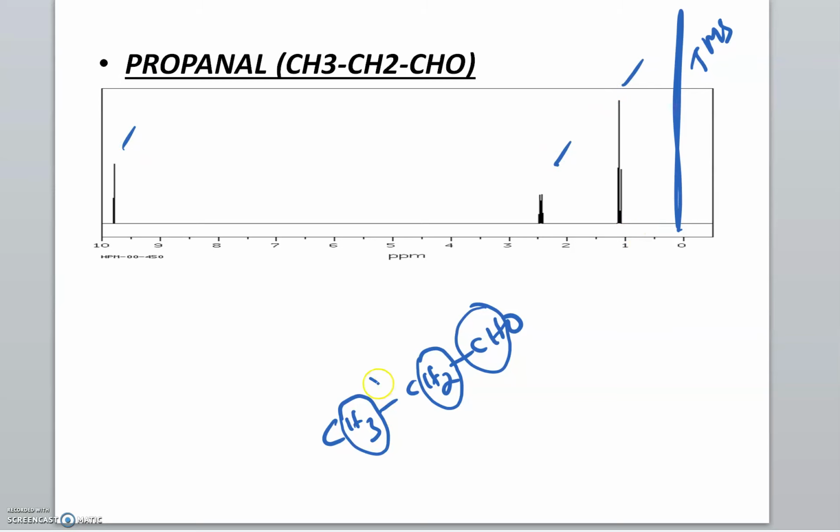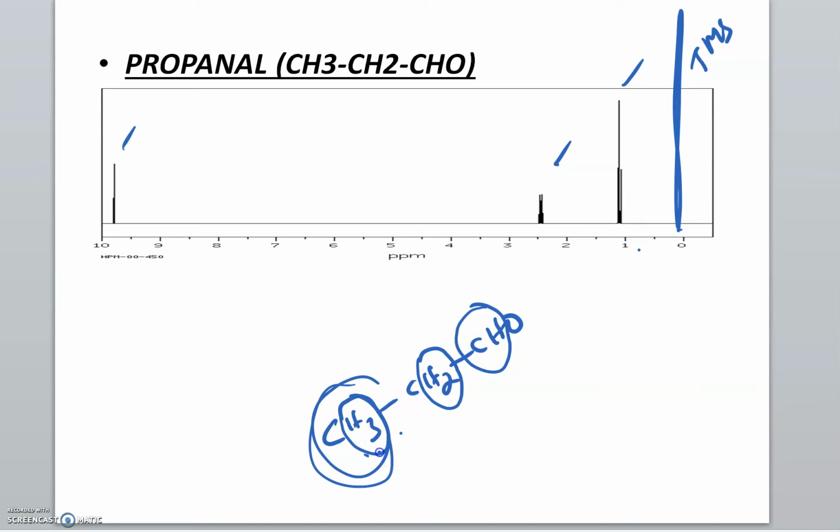This is the highly shielded CH3 group because there is no electronegative atom nearby. You understand one thing. If a hydrogen is near an electronegative atom, it will be less shielded, with a high delta value. If there is no electronegative atom nearby the hydrogen, it will be highly shielded, with a low delta value. For the CH3 group, there is no electronegative atom, so it is highly shielded, low delta value.